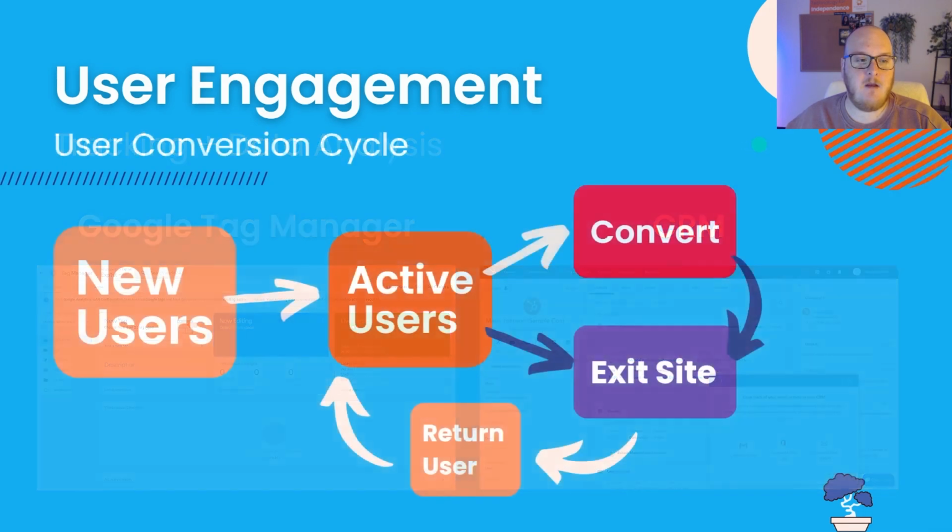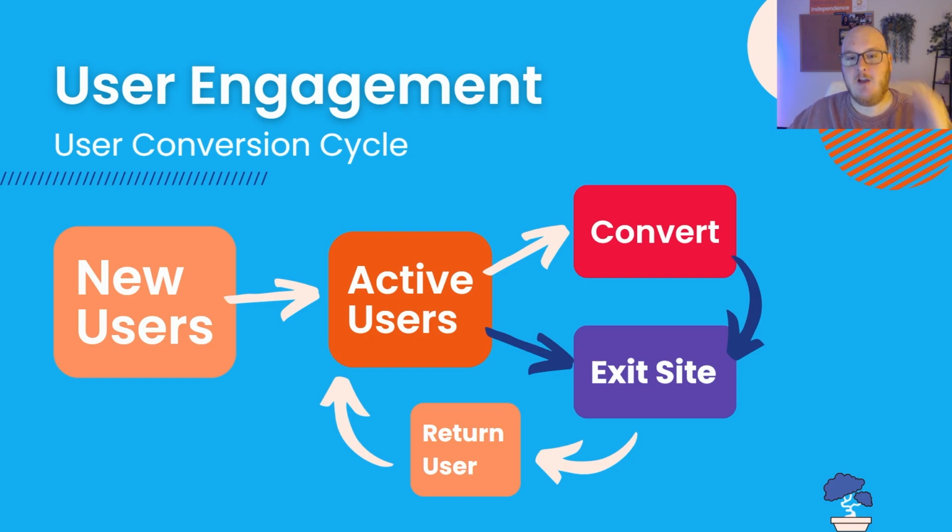So to understand user engagement, I want to briefly go over this conversion cycle and the user conversions and how they function as an organic path, I guess you could call it. Before, we used to think of funnels as top down. You get a funnel, you get the top, middle, bottom.